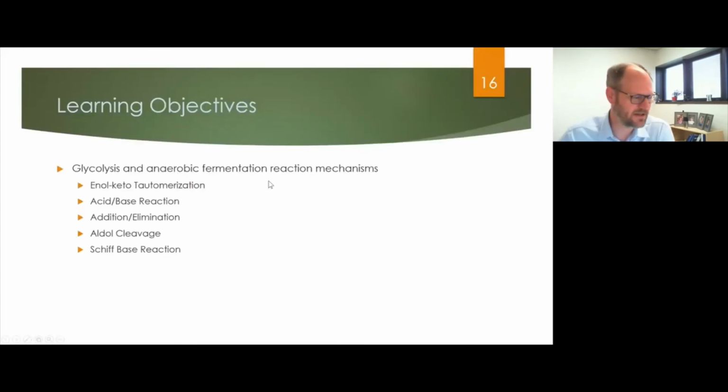Okay, so this was a brief overview of reaction mechanisms. Today we covered the keto-enol isomerization, acid-base reactions. We talked about addition-elimination, aldol cleavage, and Schiff base. So these are things that you're going to see are recurring themes. And if you learn these well, you'll be able to predict reaction mechanisms throughout biochemistry using the principles we talked about today.